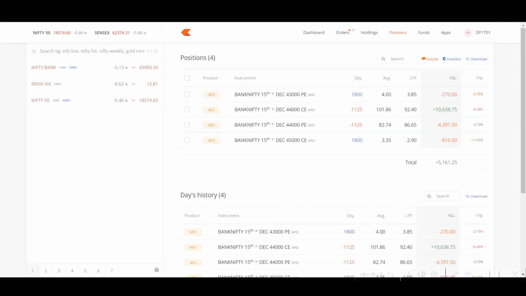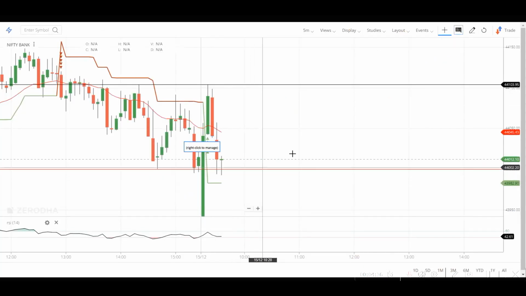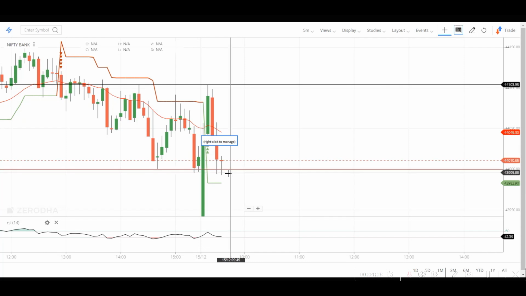Now you can see slightly it is trying to cross, so I started adding my positions now. The put and the call are almost reaching the same levels, so I am slowly adding positions. And also we can see we're getting a very good bounce back from this level.